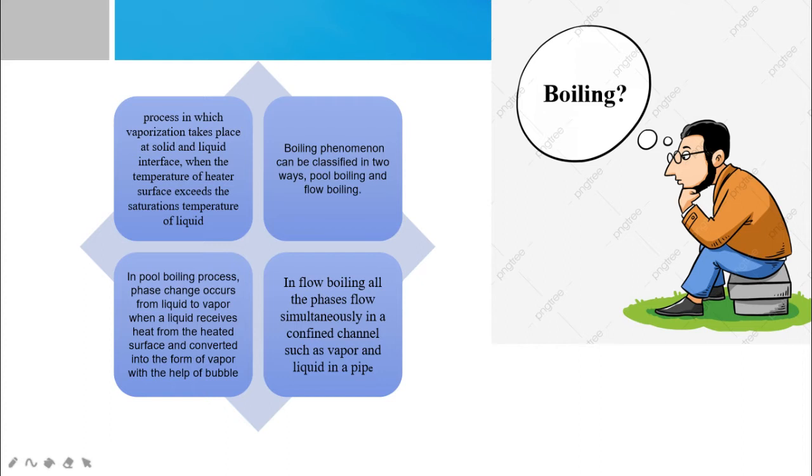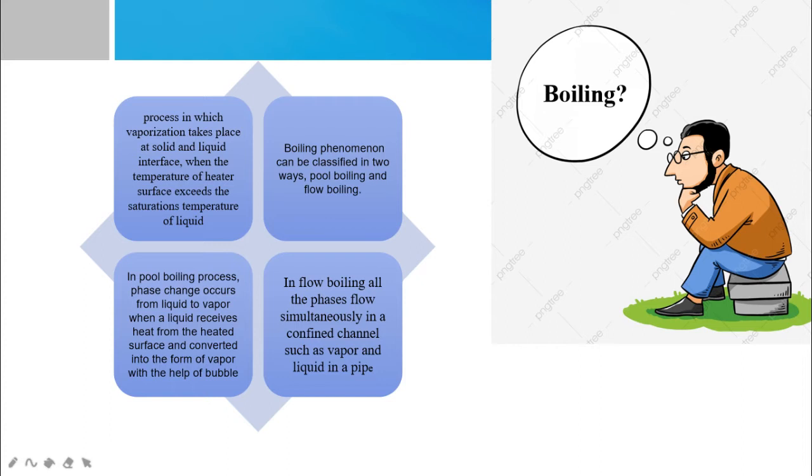In pool boiling, phase change occurs from liquid to vapor when a liquid receives heat from the heated surface and converts into the form of vapor with the help of bubbles. During flow boiling, fluid is forced to flow.